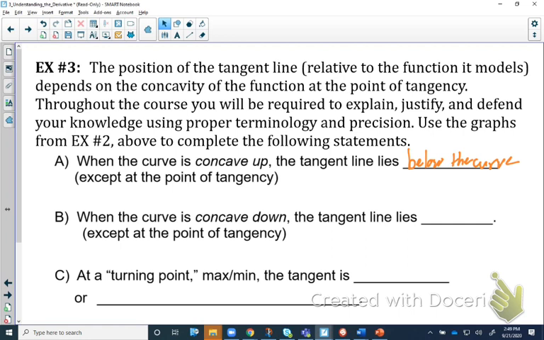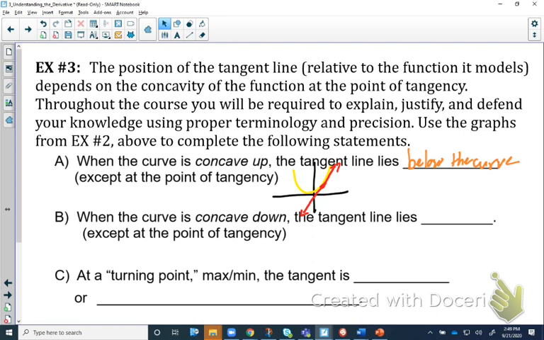Let's say we have some function. Let's just say it's quadratic, where the function is going to be concave up. If I have a tangent line at some point, let's say I have a point of tangency here, that tangent line is going to go like so. It's going to be underneath the curve itself. So that's what we're going to say: when the function is concave up, the tangent line is going to be below the curve.